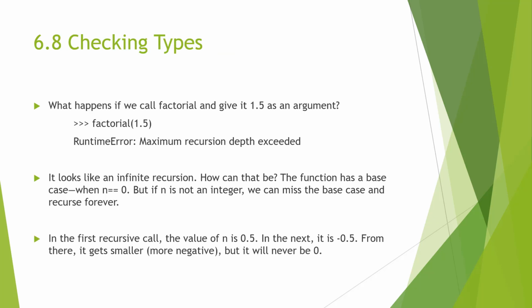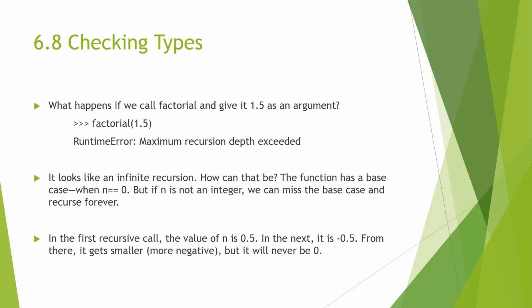So with 6.8, it's about checking our types. One of the problems is, as we're doing this, we have to understand the arguments, the call functions, things like that. Here, if we have a factorial of 1.5, we may get a runtime error saying maximum recursive depth. What does that mean? It may look like an infinite recursion.